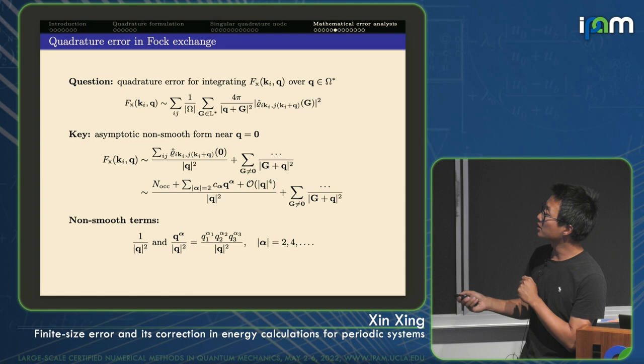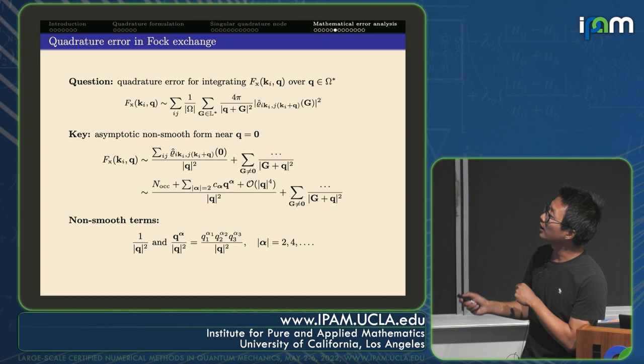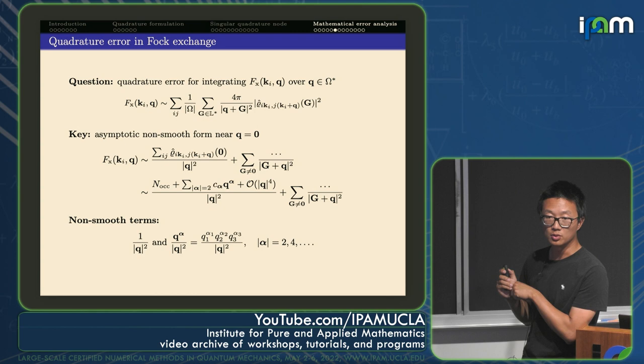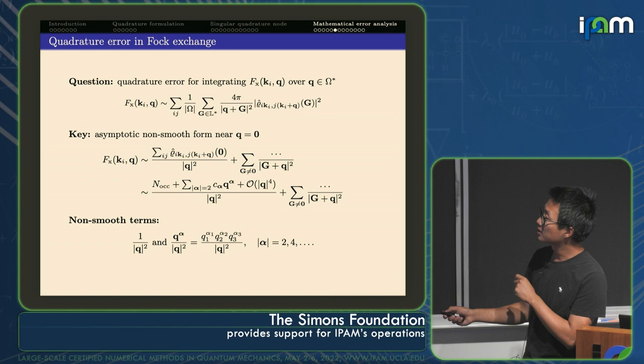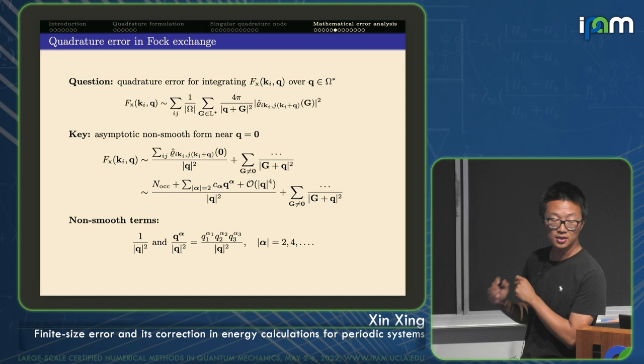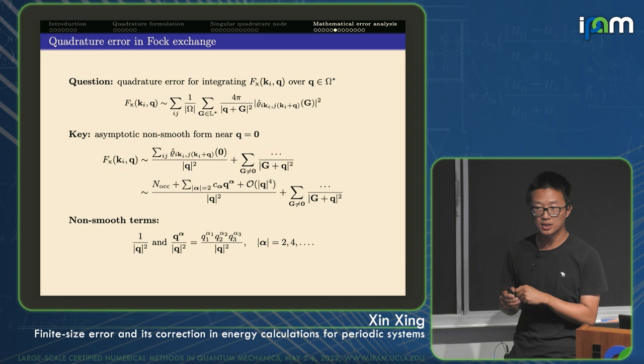So here is a calculation that we need to do. We split the summation over G into two parts, G not equal to zero and G equals zero. For the second part, near q equals zero, it is always smooth with respect to q because you won't get a zero denominator. The singularity, or the non-smoothness, only comes from the first term. We can do a further simple Taylor expansion, where we find that the zeroth order term is a constant, the number of occupied bands. And we get a second order term, a fourth order term, and so on. The first order and third order terms can be canceled using the inversion symmetry of your numerical quadrature calculation.